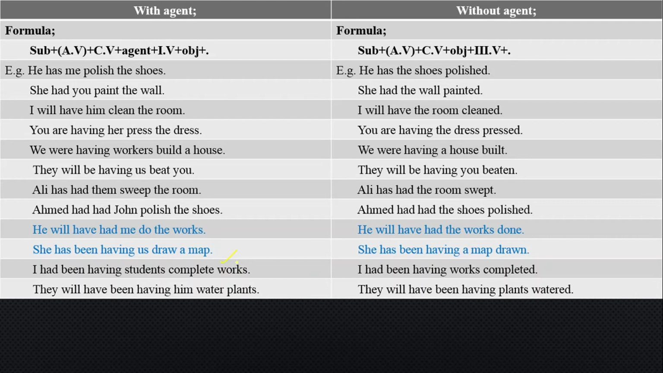I had been having students complete works for a day. I had not been having students complete works for a day. Had I been having students complete works for a day? Hadn't I been having students complete work for a day?